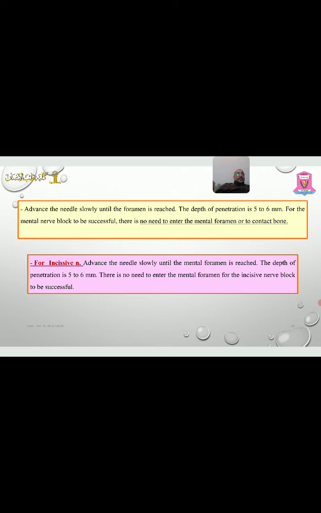it is preferable to make contact with the bone. For the incisive nerve, advance the needle slowly until the mental foramen is reached. The depth of penetration is 5 to 6 mm. There is no need to enter the mental foramen for the incisive nerve block to be successful.